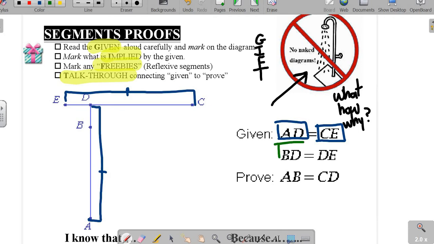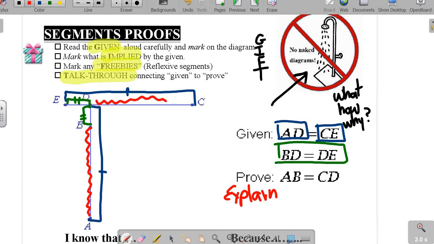You're also told that BD and DE are the same distance. We're trying to prove, remember prove just means explain, how do you know in this circumstance that the distance AB and DC or CD are congruent? I'm going to put a little question mark there. All right, so that we're done with our given.